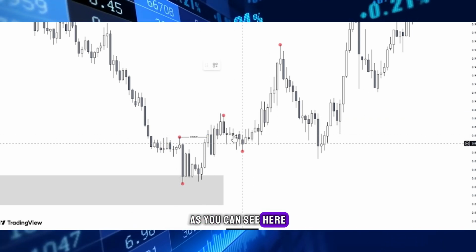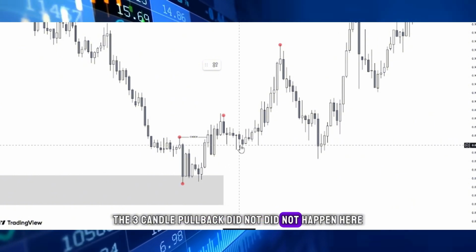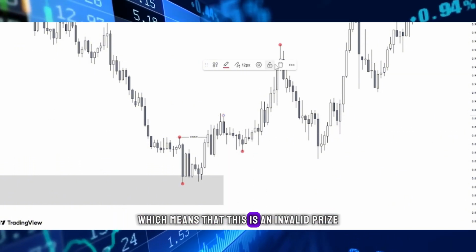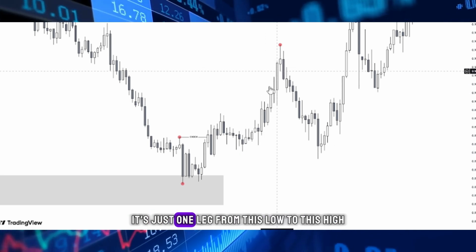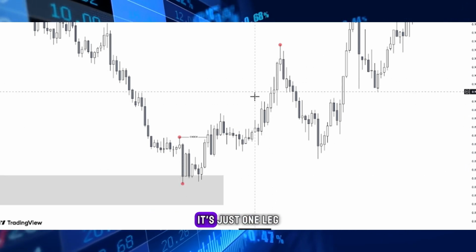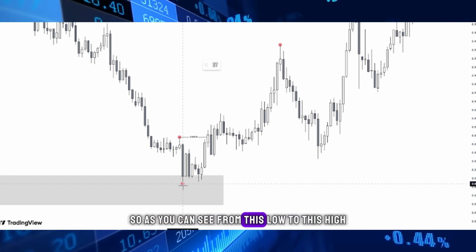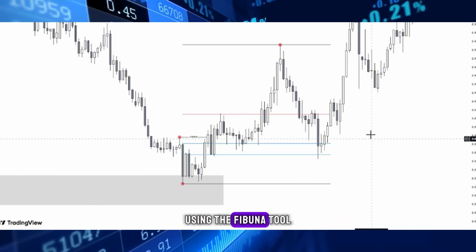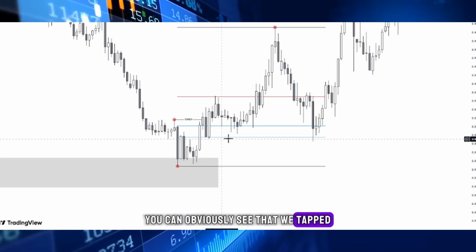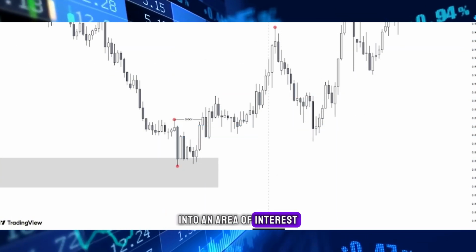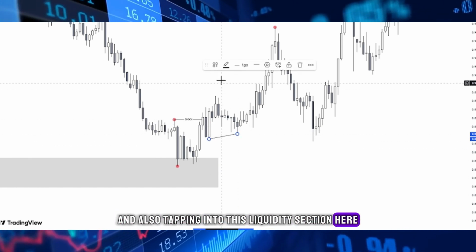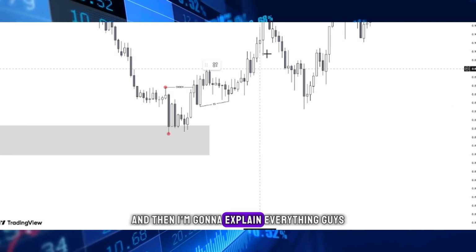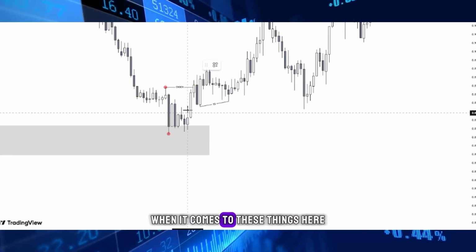As you can see here, the 3 candle pullback did not happen here, which means that this is an invalid price action. It's just everything in one, guys. It's just one leg from this low to this high. So as you can see, from this low to this high, using the Fibonacci tool, you can obviously see that we tapped into an area of interest and also tapped into this liquidity section here, just like that. And then I'm gonna explain everything, guys, when it comes to these things here.